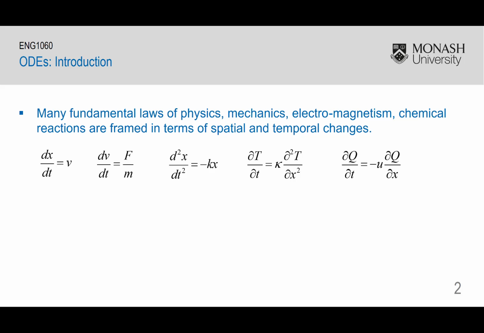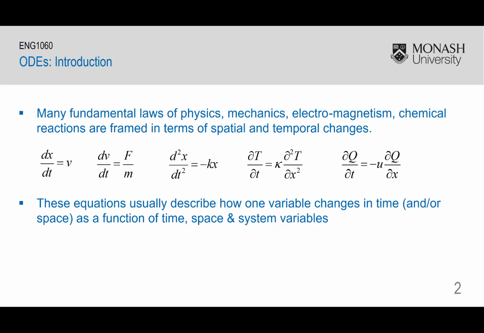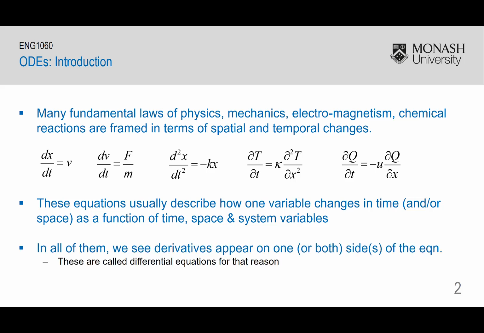dq/dt equals minus u times dq/dx. This is the advection equation that describes how a quantity q is advected by a velocity field u. These equations usually describe how one variable changes in time and/or in space as a function of time, space, and the other system variables. In all of these equations, derivatives appear on one or perhaps both sides of the equation. For this reason, these are called differential equations.